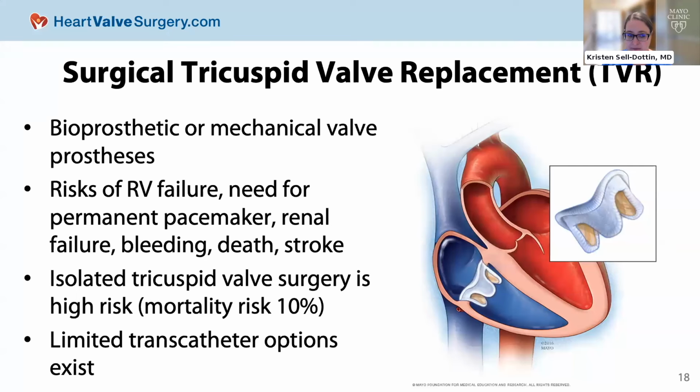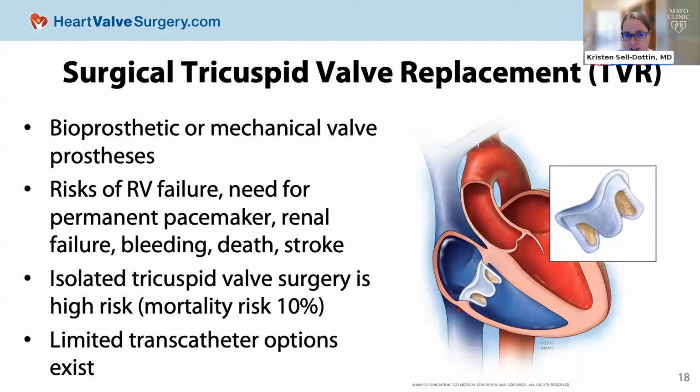Next slide. Dr. Sell-Dottin, real quick, a mortality risk of 10%. I'm sure a lot of eyebrows from our audience just went up. Is that part of a function of the fact that this has been the forgotten valve over the years and it's just being diagnosed at a later stage of the disease? Or is it just a much more complex procedure?